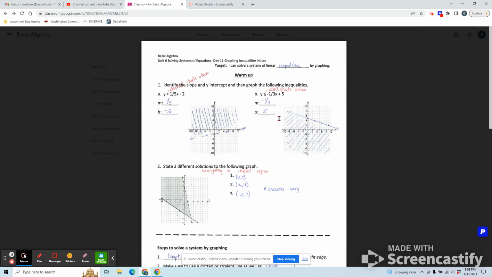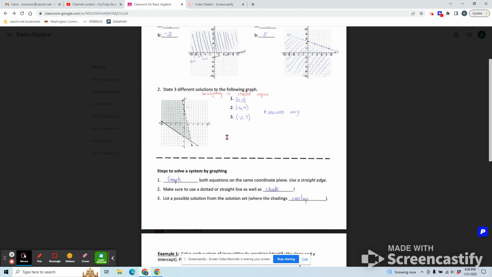Letter B. I've got a less than or equal to sign, so it's solid because I get the line underneath, and I'm going to shade below because it says less than. Think logically. Where's your less than? Where are your smaller numbers? Below. In this case, I start at 5, and I go down 1, right 3, down 1, right 3, and I make a solid line. Once again, anything in here would be a solution to this inequality.